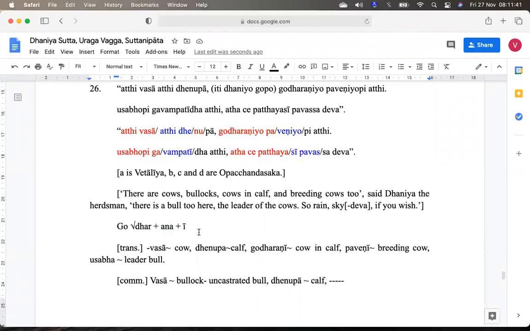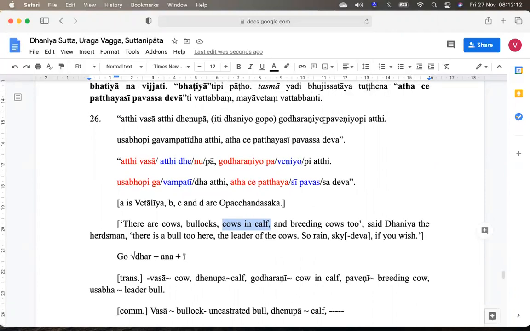So who carries go? Go here refers to a calf. Who carries a calf? Or who or what carries a calf in her womb. That is why it means in calf, pregnant cow. So there are cows in calf, or pregnant cows. And then we need the next one.